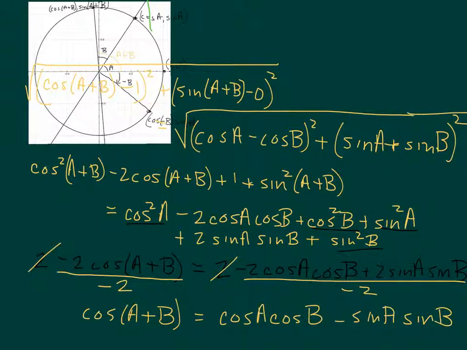So we have just proven the cosine of A plus B will always be equal to the cosine of angle A times the cosine of angle B minus the sine of angle A times the sine of angle B.